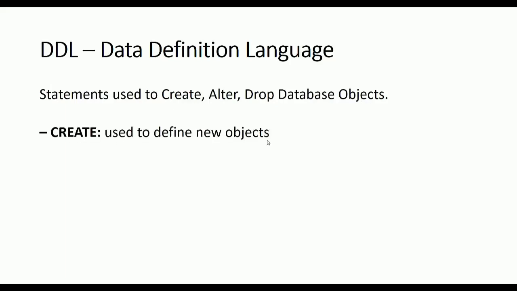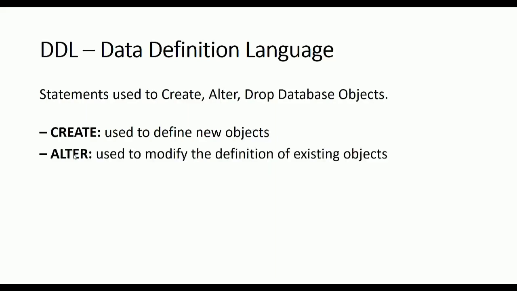With the create statement, you can define new objects. Objects means tables, views, stored procedures, and functions, right? With the alter statement, you can modify the definition of an existing object. Like you can modify a table, you can add a new column in a table, you can modify the data type of an existing column, right? Or you can remove the column also with the alter statement.